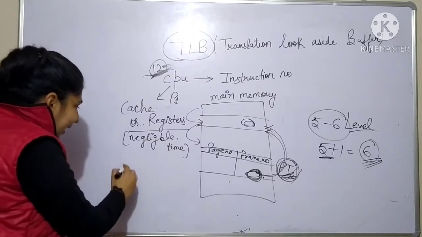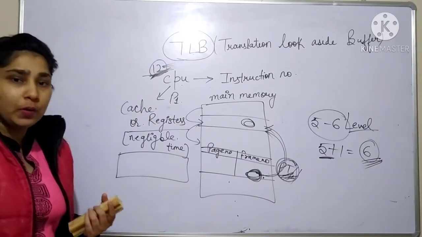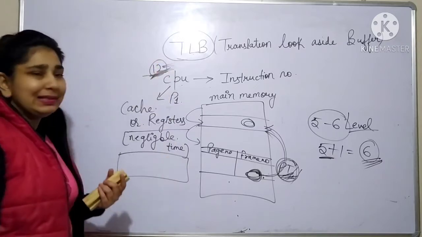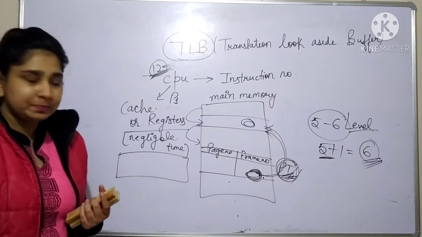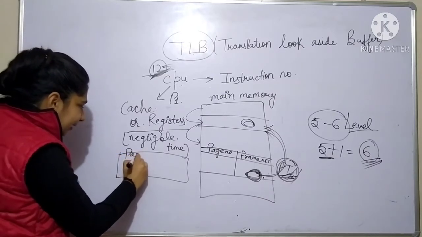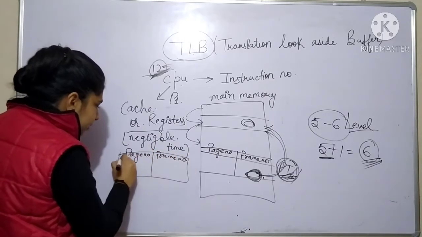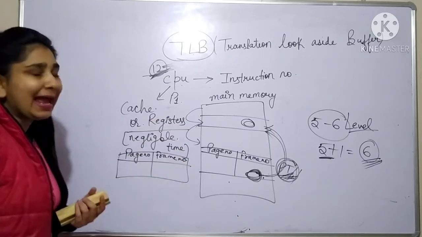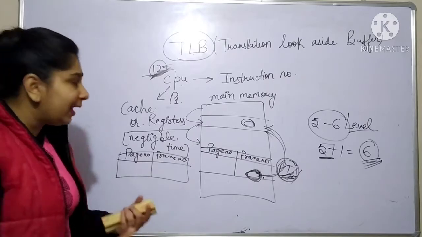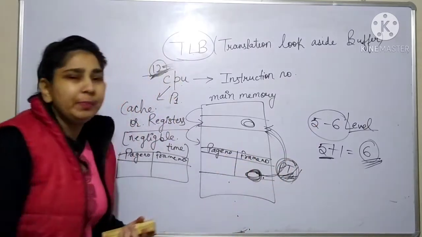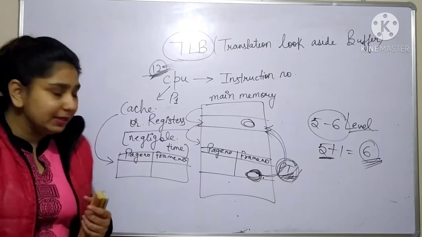What can I do? I can store the page table entry for the 12th instruction in the registers or in the local cache. I can directly store the page number and the frame number of the 12th instruction in the local cache. Okay, instead of crossing 5 to 6 levels of page table in main memory, you directly go to the local cache or your register.